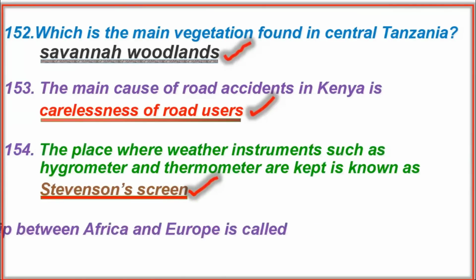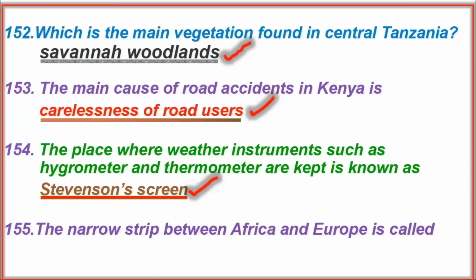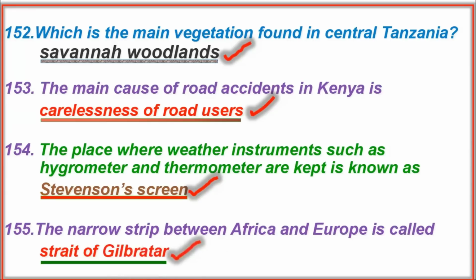Question 155. The narrow strip between Africa and Europe is called, the answer should be Strait of Gibraltar.